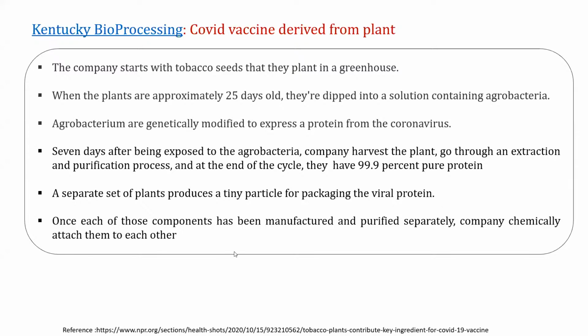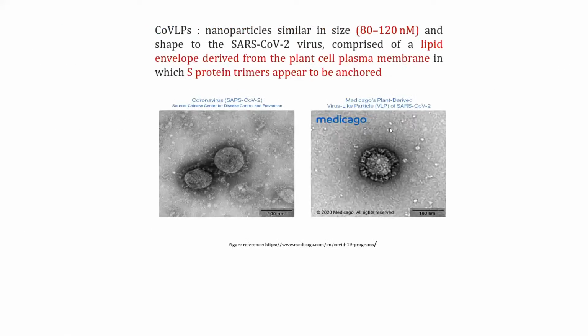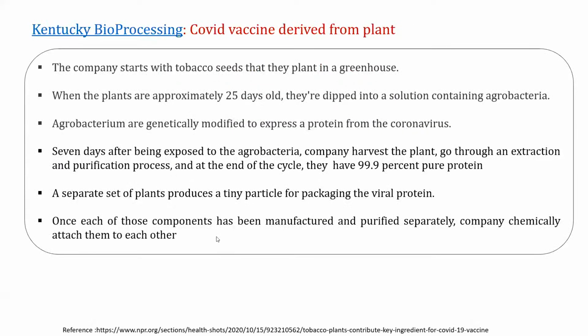But the problem in Kentucky BioProcessing is that they are purifying the viral protein, and once they have extracted them, they are going to chemically attach them. Okay, so each of these components has been manufactured and purified separately. So all the glycoproteins, all the proteins of the SARS-CoV are expressed individually. Then they are chemically attached to form individual virus particles. Okay, total protein. So in the case of Medicago, you can see they are getting a whole S protein trimer in the form of a lipid membrane, but in this case they are individually expressing the protein, taking it out, purifying it, then fusing them, then attaching them to each other by chemical modification.